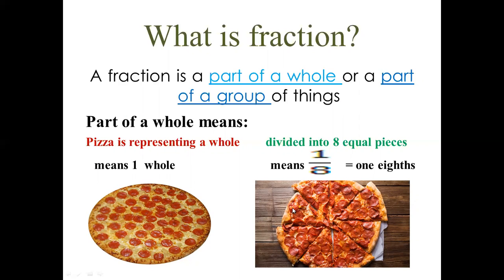Because the total equal parts are 8, the bottom number over here is 8. And because we are considering one part of this pizza, the topmost number is 1. It means the name of each part, which is divided equally into 8 pieces, is 1 upon 8, or you can say 1/8.